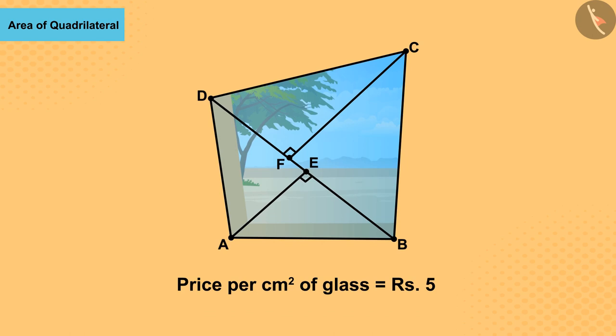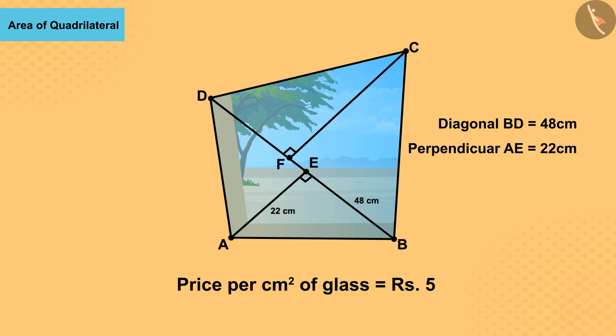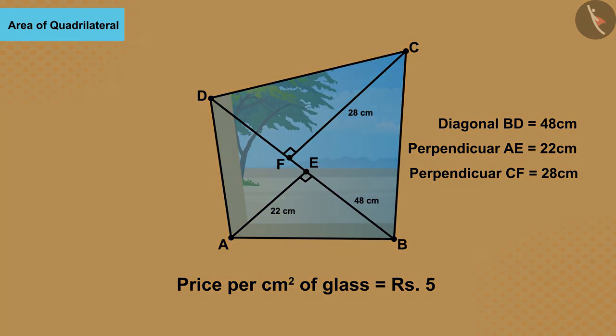If the internal diagonal of the window is 48 cm and the perpendiculars drawn on this diagonal from the opposite vertices are 22 cm and 28 cm, how much will it cost to make the glass?